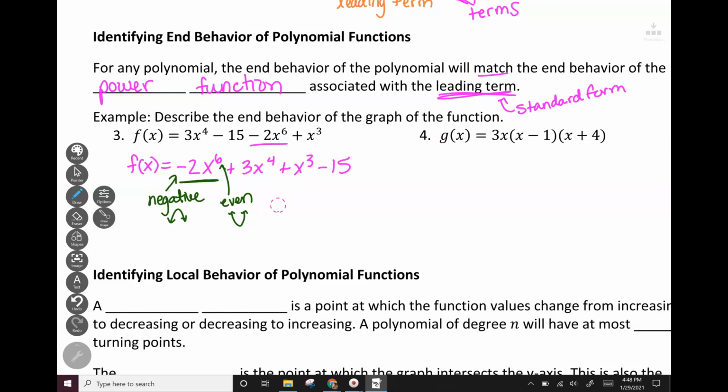As x approaches positive or negative infinity, because this is an even function, it's going to go the same direction on both ends. And because it reflected, your end behaviors are going to be like this. They're both going to be going down towards negative infinity. So as x approaches positive and negative infinity, f of x approaches negative infinity.